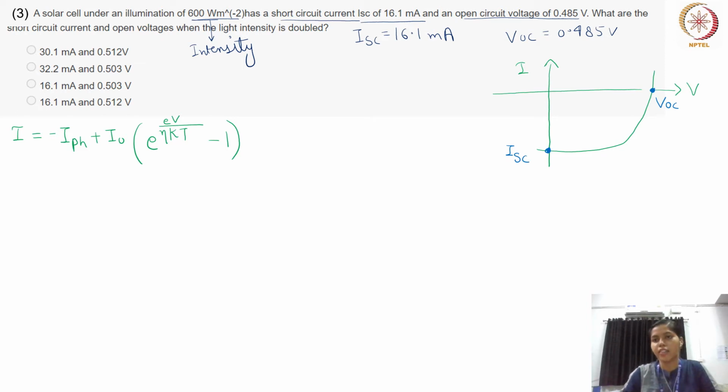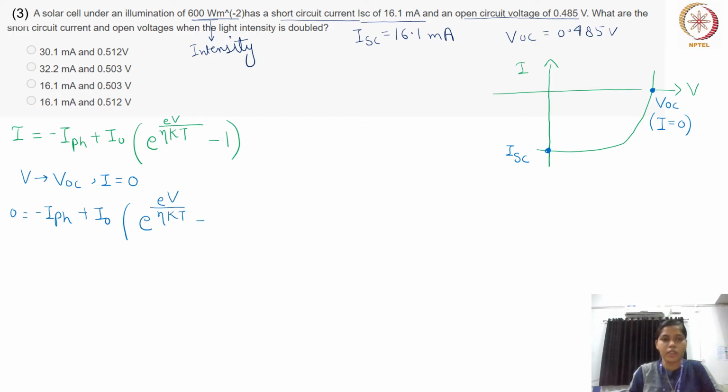So as you can see, at open circuit voltage the value of I is 0. So at V tends to VOC, the value of total current through a solar cell will be 0. So we can write it like 0 equals minus IPH plus I naught bracket e raised to the power EV divided by eta KT minus 1. Is this clear to everyone?